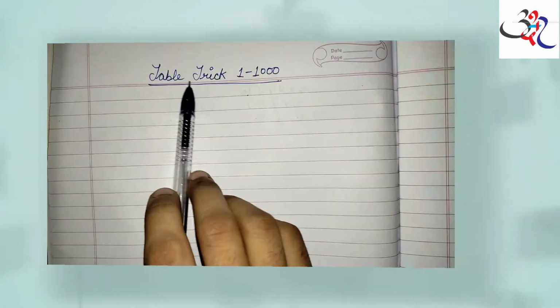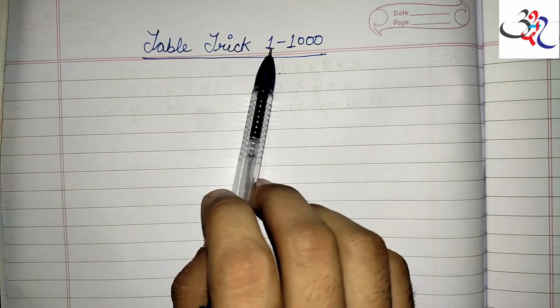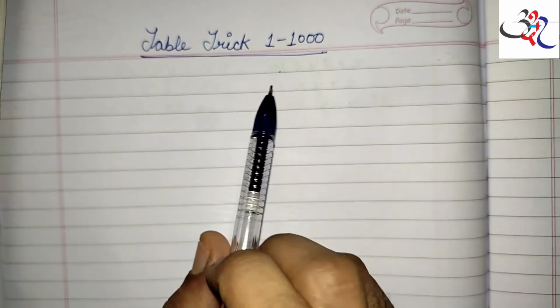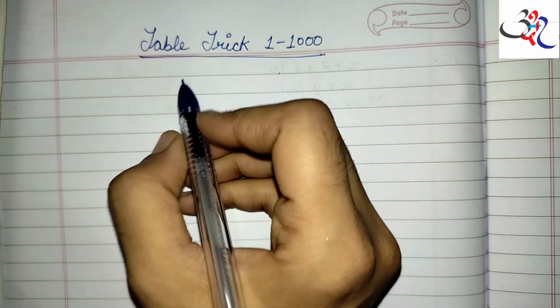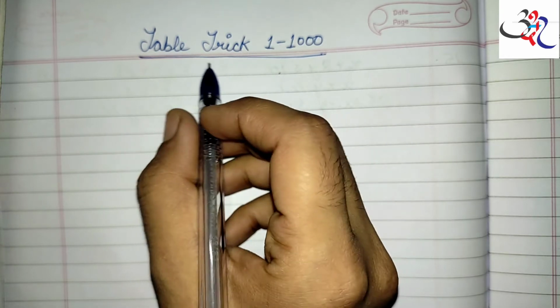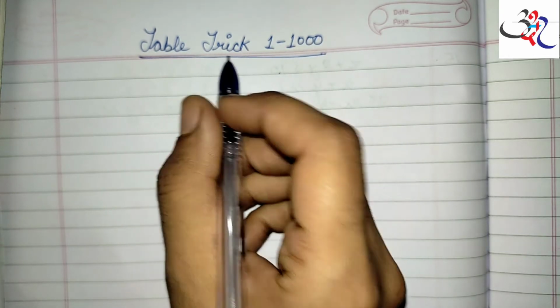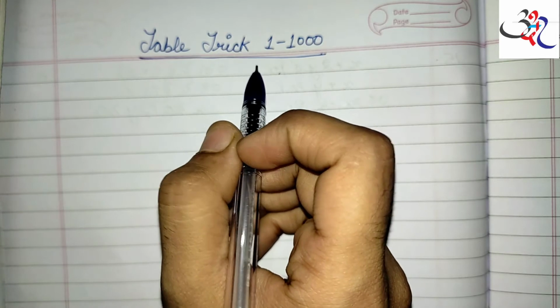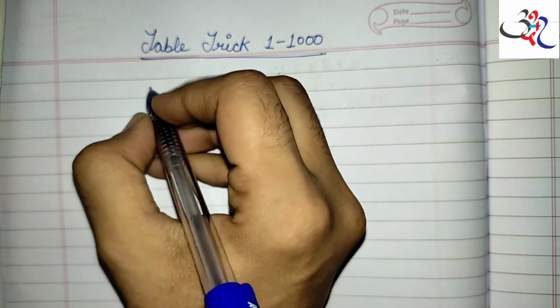So let's start our topic, which is how to remember the tables from 1 to 1000. Okay, so actually I can tell you that this is not a trick. This is the method of doing multiplication which you have learned in your class 9th mathematics, right?